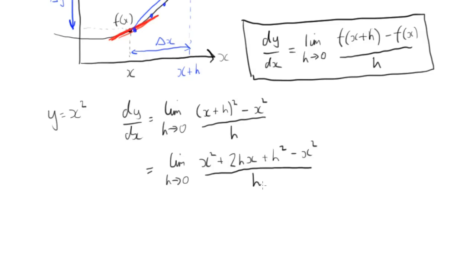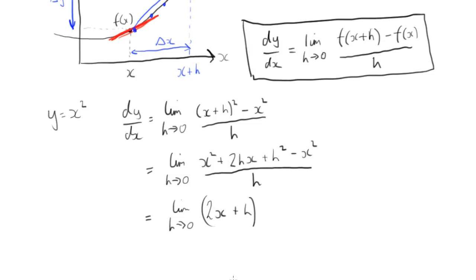Okay, well, now I've expanded that bracket, I could clean this up a bit. So I've got an x squared and a minus x squared. So I'm going to get rid of those two. And I'm also going to divide throughout by h. And what we're left over with is 2x plus h.